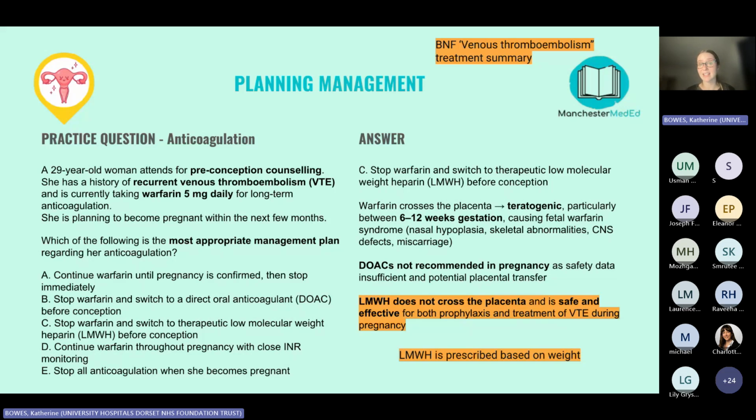Okay, so where did I get this information? So the venous thromboembolism treatment summary on the BNF, and there should be a section for pregnancy there as well.